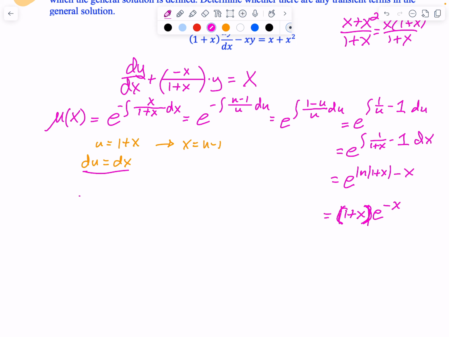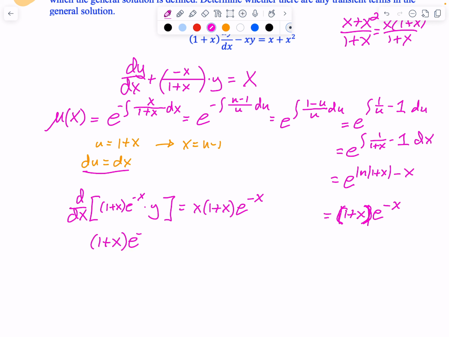Okay, multiplying everything, the left-hand side becomes that function, 1 plus x times e to the negative x times y. And then all I have to do is multiply the other side as well. I get x times 1 plus x times e to the negative x. All right, this is going to require work from there. If we multiply that out, it's not going to be simple. We have to integrate this side. Whatever. All right, so I have that.